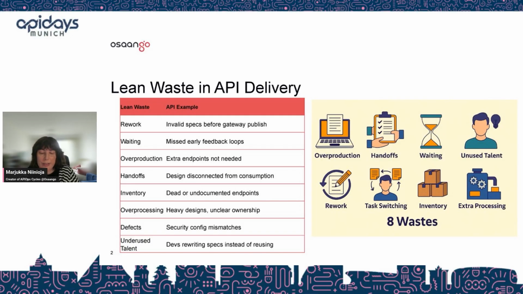Overproduction. We have extra endpoints we don't need. We have a lot of attributes in APIs that nobody knows how to use. We have massive amounts of documentation we don't actually need and is caused by a not so well designed API that is not easy to use.